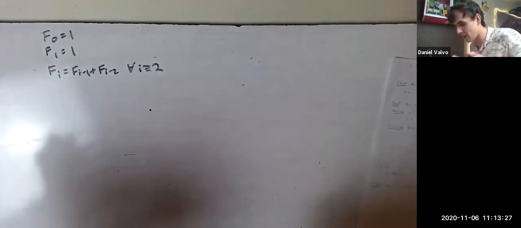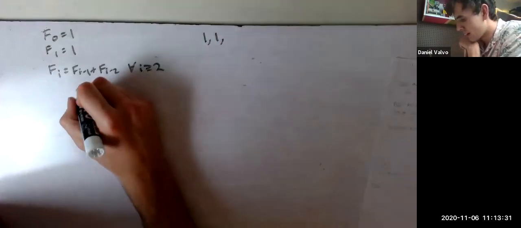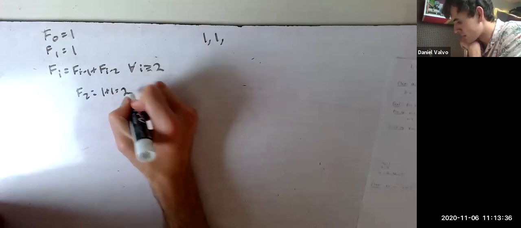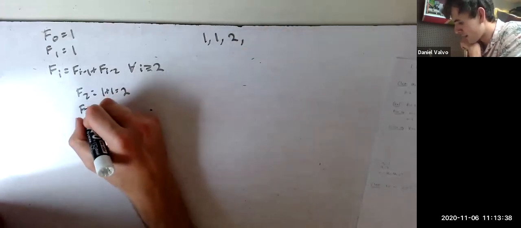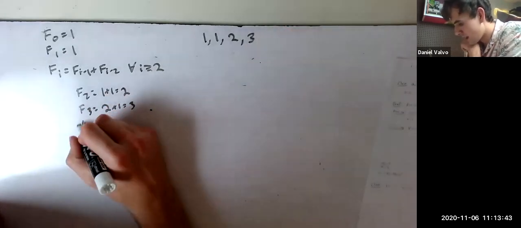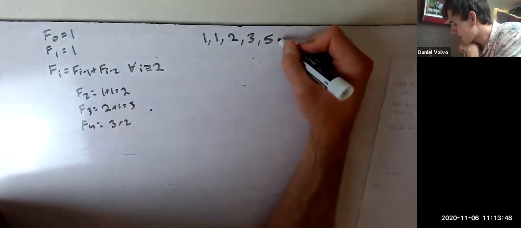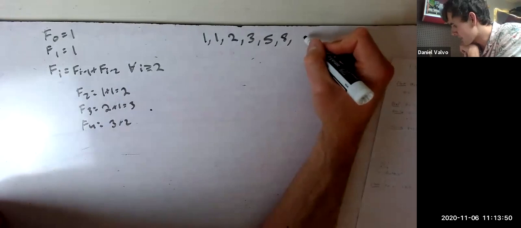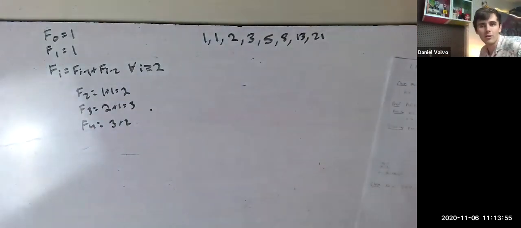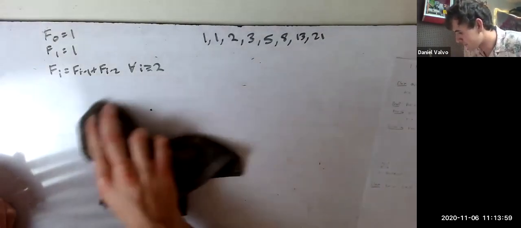Because if we work this out, F0 is 1, F1 is 1, F2 is the sum of the two previous, 1 plus 1, which is 2. F3 is the sum of the two previous, 2 plus 1, which is 3. F4 is 3 plus 2, which is 5. F5, the sum of the two previous, 8. F6, 13. F7, 21. On and on like that. So this literally is the Fibonacci sequence. This is what it's defined to be.